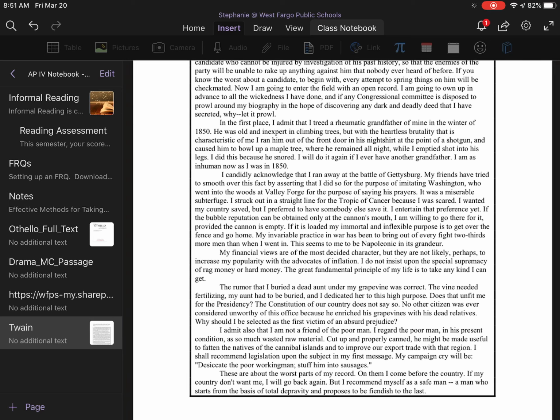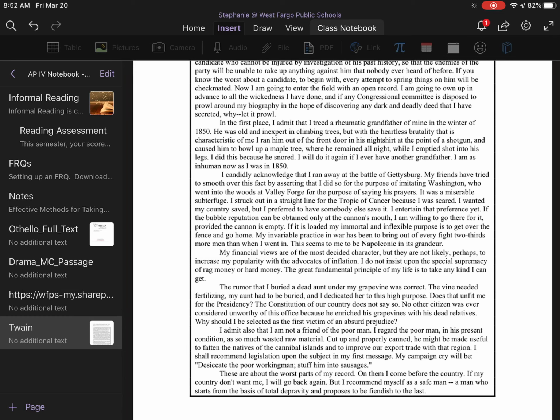I candidly acknowledge that I ran away at the Battle of Gettysburg. My friends have tried to smooth over this fact by asserting that I did so for the purpose of imitating Washington, who went into the woods of Valley Forge for the purpose of saying his prayers. It was a miserable subterfuge. I struck out in a straight line to the Tropic of Cancer because I was scared. I wanted my country saved, but I preferred to have somebody else save it. I entertain that preference yet.